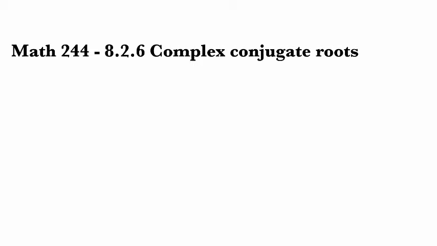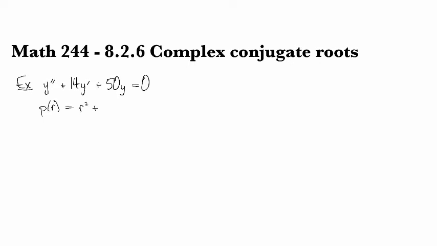And now we have an example of complex conjugate roots coming out of the characteristic polynomial. So let's take our differential equation to be y double prime plus 14y prime plus 50y equals 0. For this one, we'll see the characteristic polynomial looks like r squared plus 14r plus 50. And so when you go to factor this one, you notice that it doesn't really seem to factor.